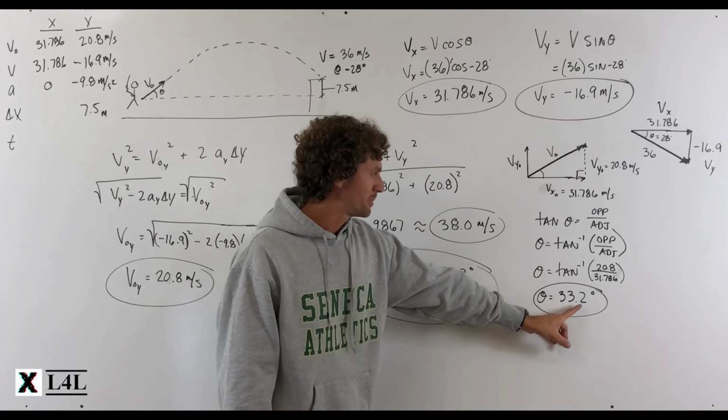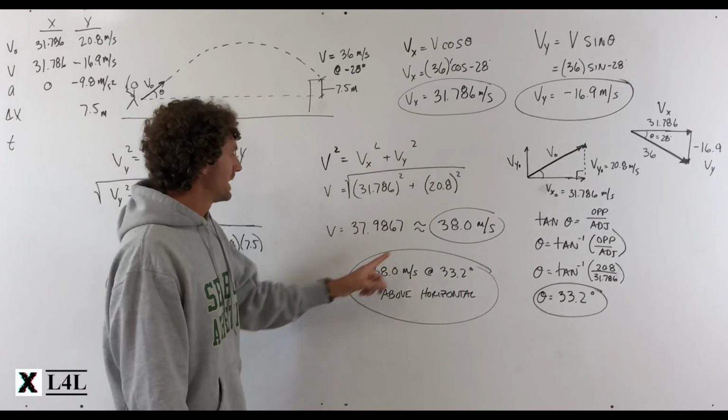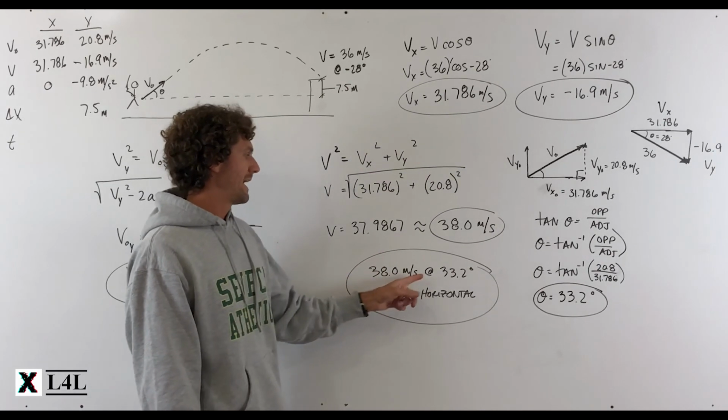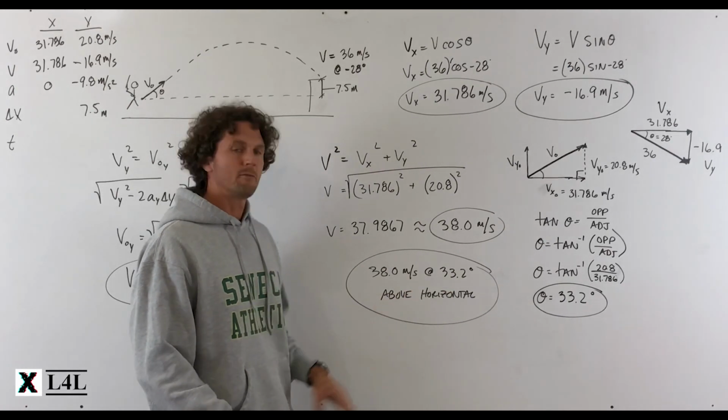which gives us an angle of 33.2 degrees. So the final complete answer to the question is that the ball was launched at 38.0 meters per second at an angle of 33.2 degrees above the horizontal.